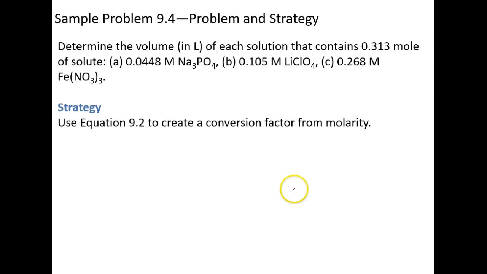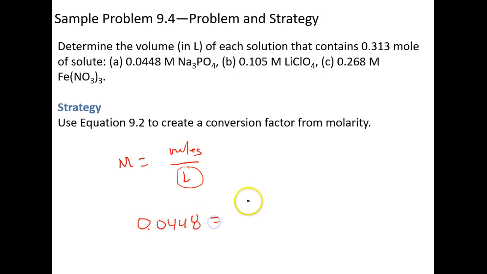These problems determine the volume. In this case, molarity, remember, equals moles per liter. You're trying to find that value. So you have your molarity, which is 0.0448. You have your moles, 0.313, and you are solving for liters.